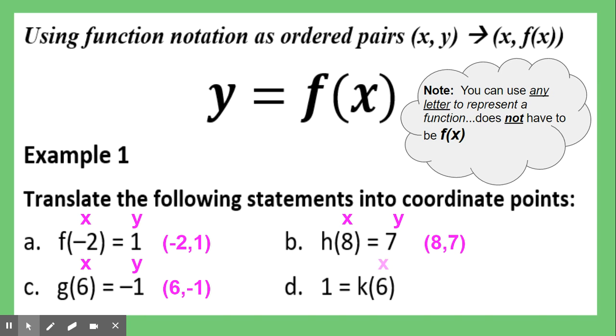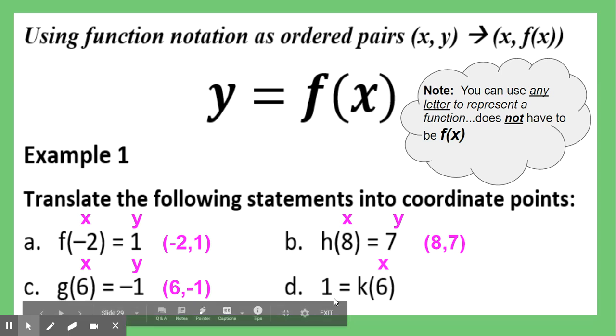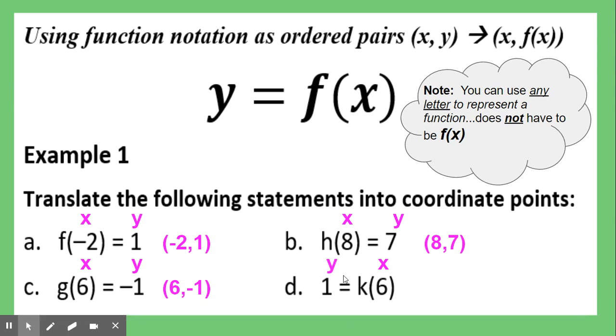Last example, it looks a little bit different because they're switched a little bit. That's okay. k of x, just like f of x, so my input is x. My x is 6 and my y will be 1. If I was writing an ordered pair, I would get (6, 1).